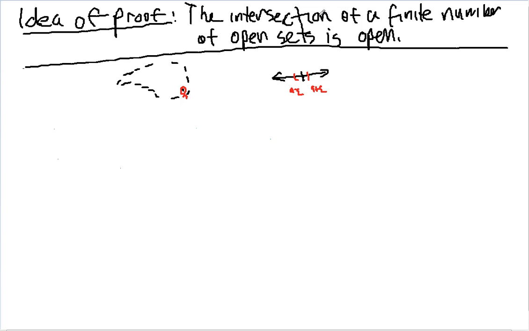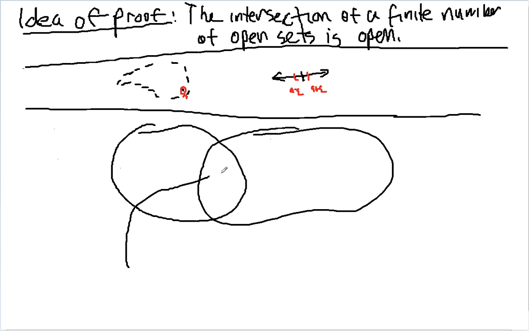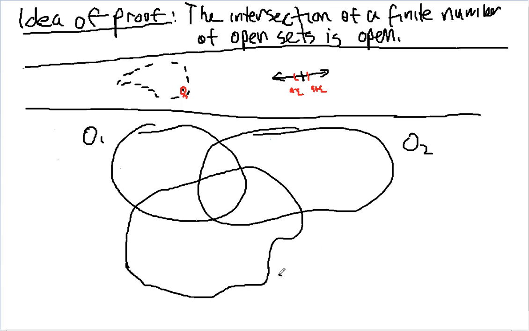Okay, but we're looking at a finite number of open sets, and we're going to intersect them. So I'm going to get to the proof here, and we'll just remember what it means to be an open set. Well, I'm going to draw a Venn diagram. Here's one open set. Here's another open set. Here's another open set. Now, like I said, this is in 2 dimensions to conceptually show you what's going on. So this is O1, that's O2, and this is O3 down here.